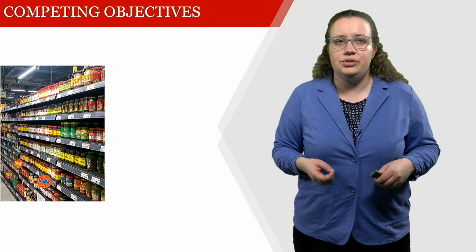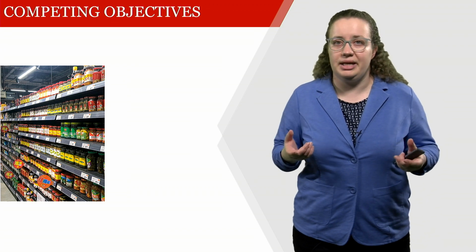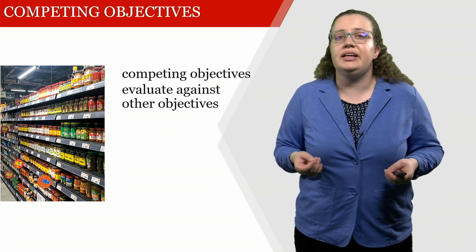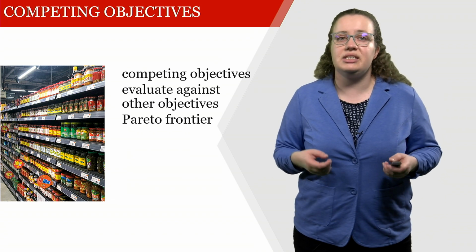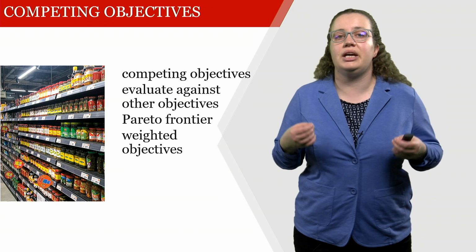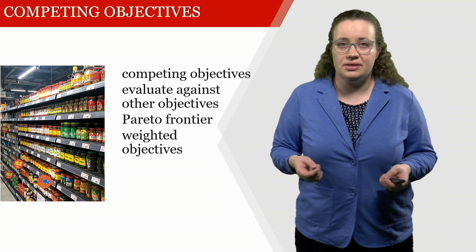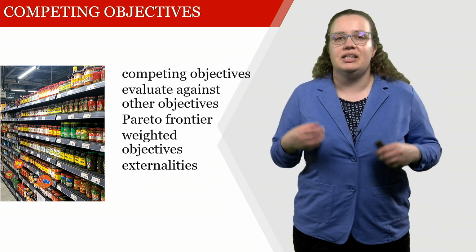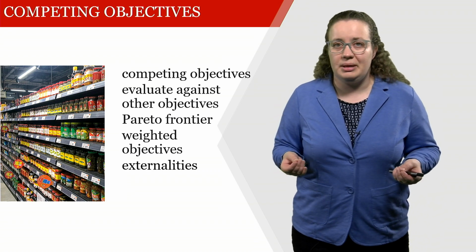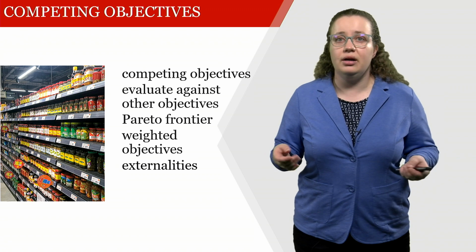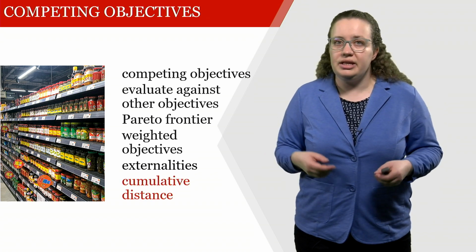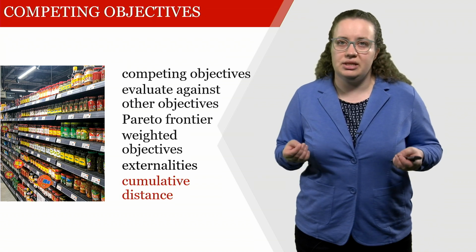What I would like you to take away from this web lecture is first of all, what competing objectives are. Secondly, how we evaluate against other objectives, what the Pareto frontier is, and how we handle weighted objectives. So how we can handle competing objectives. And what I would also like you to remember is what externalities there are and what an externality is. And what I would like you to do is look into the cumulative distance.